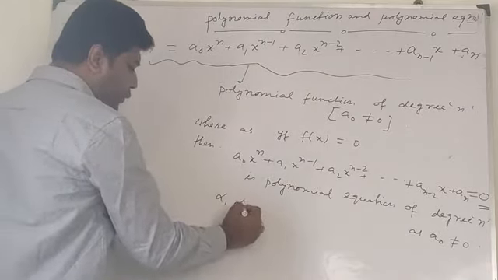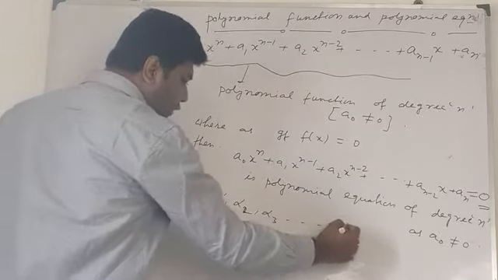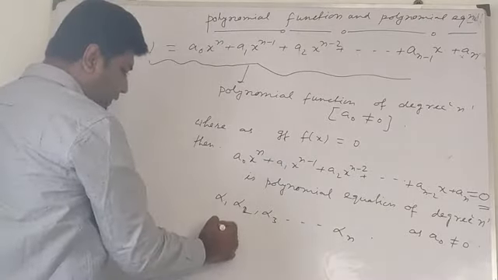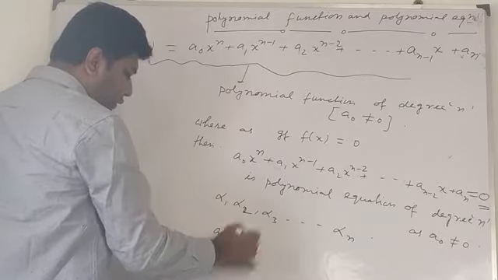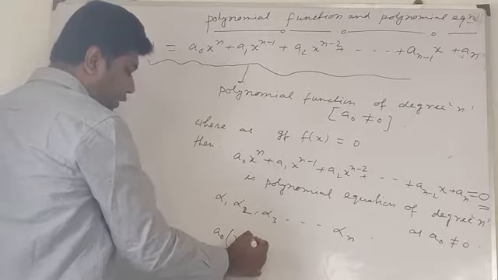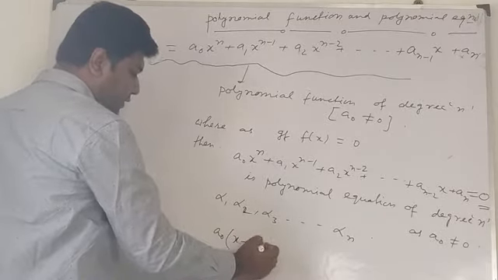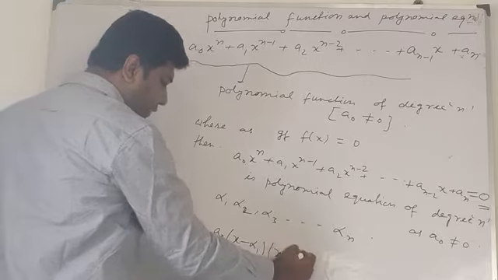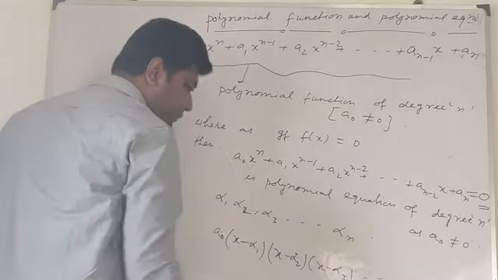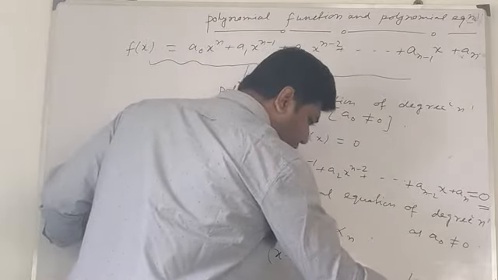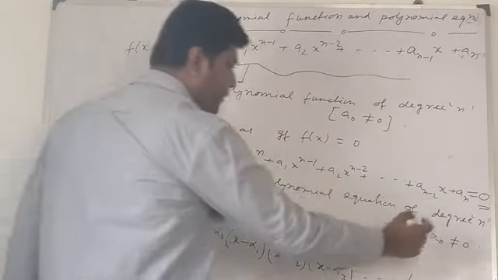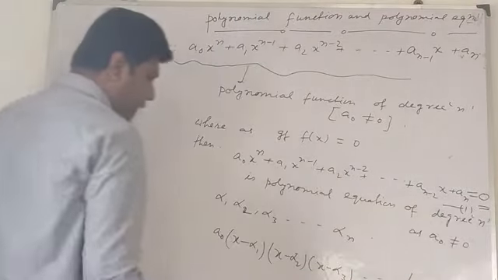alpha 1, alpha 2, alpha 3, up to alpha n. This can be written, taking a0 as common, in terms of factors like a0 into (x minus alpha 1) into (x minus alpha 2) into (x minus alpha 3) up to (x minus alpha n) equal to 0. Got it? I am taking the first form as number 1 and this one as number 2.